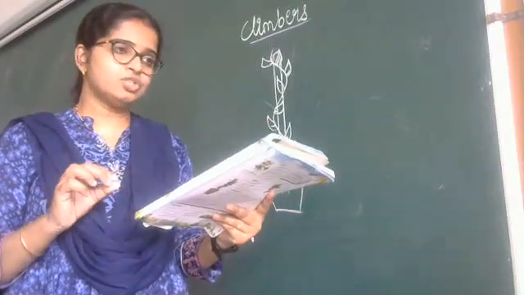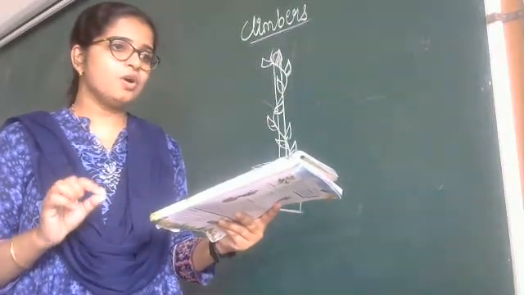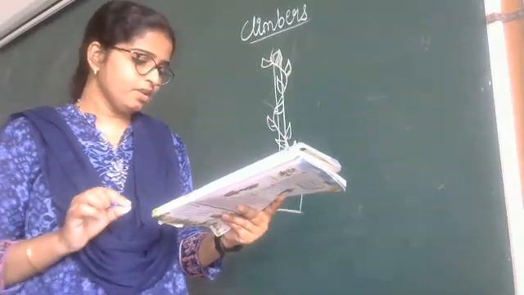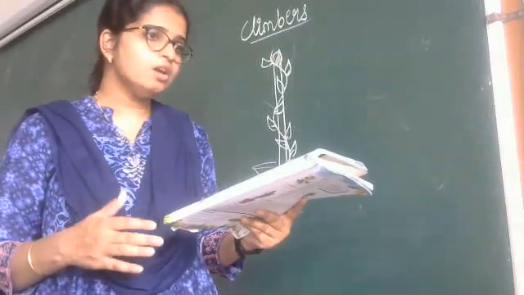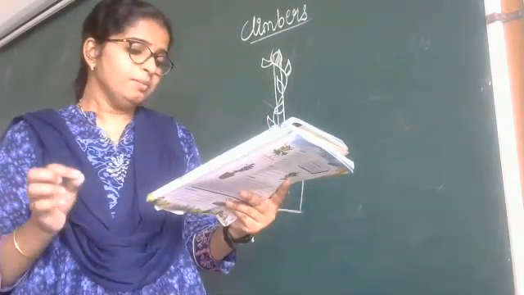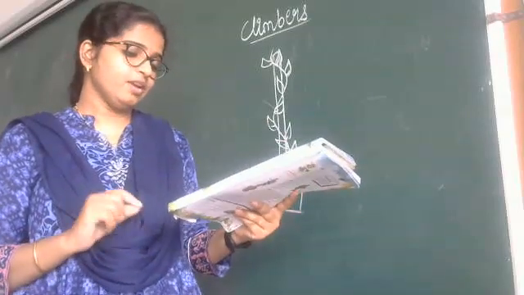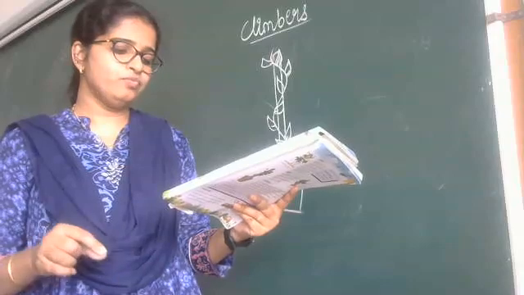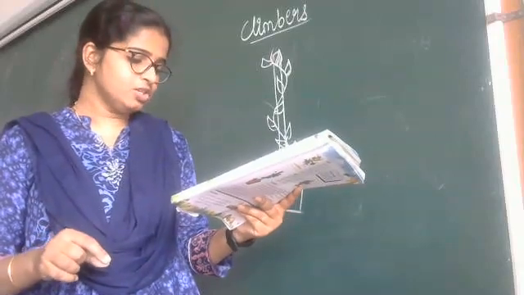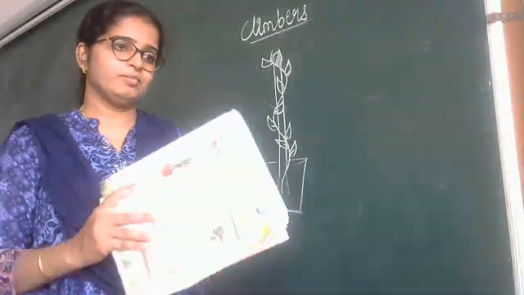Trees. A tall and big plant is called a tree. A tree has a thick, strong, and woody main stem called a trunk. A tree can have many branches. Examples of trees are banyan tree, neem tree, and mango tree.